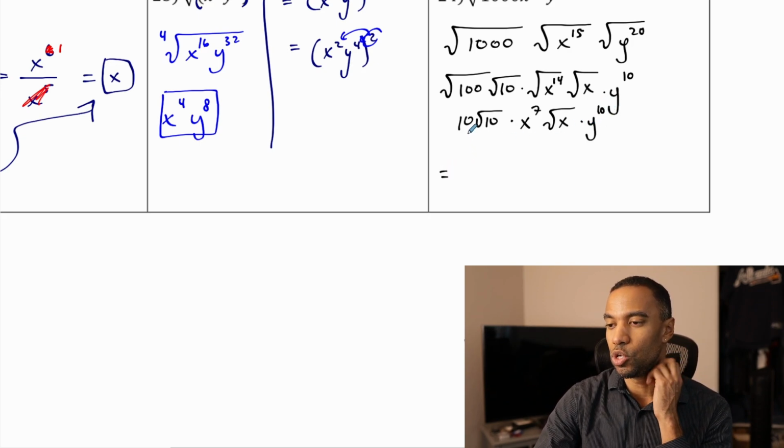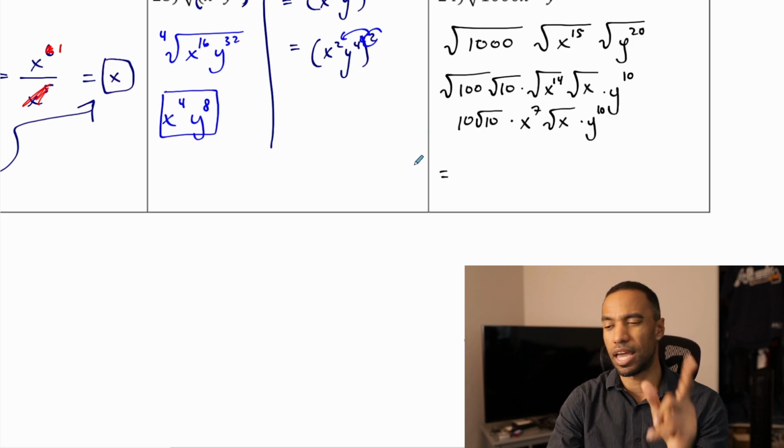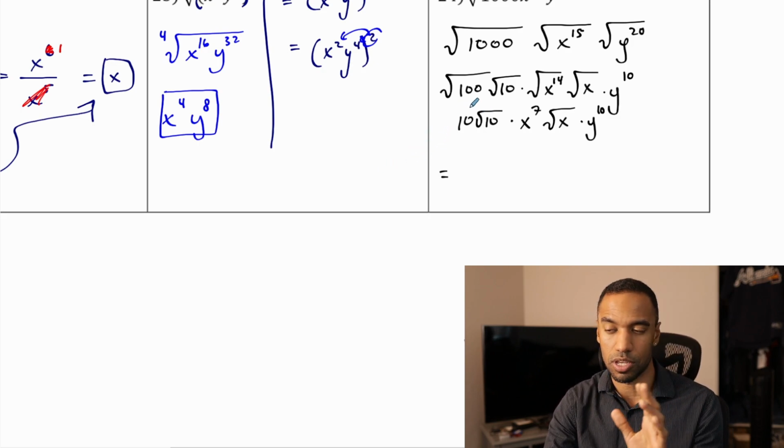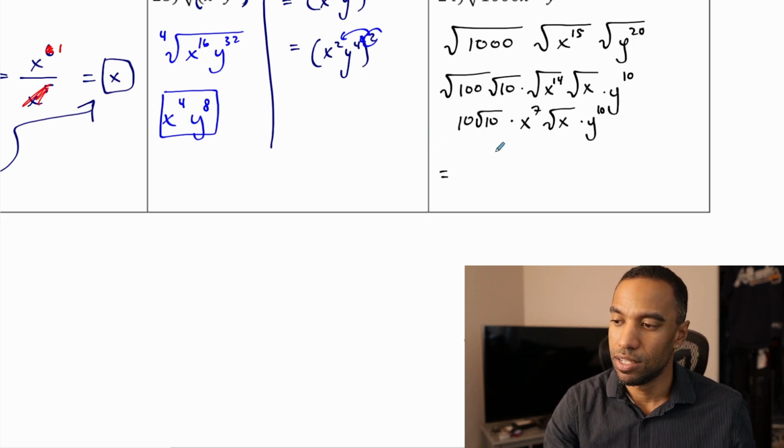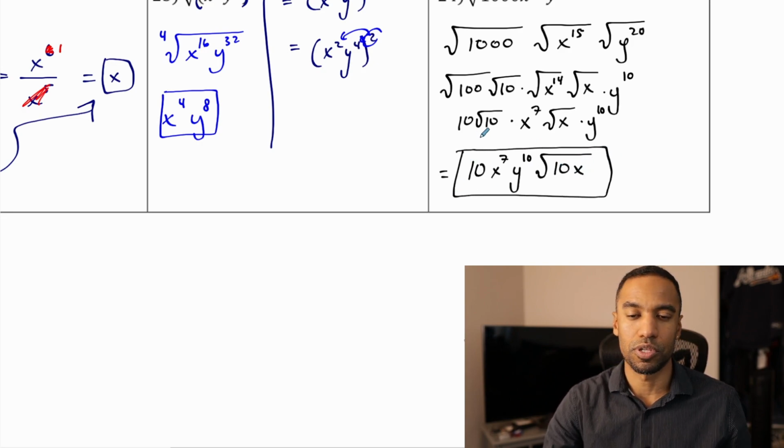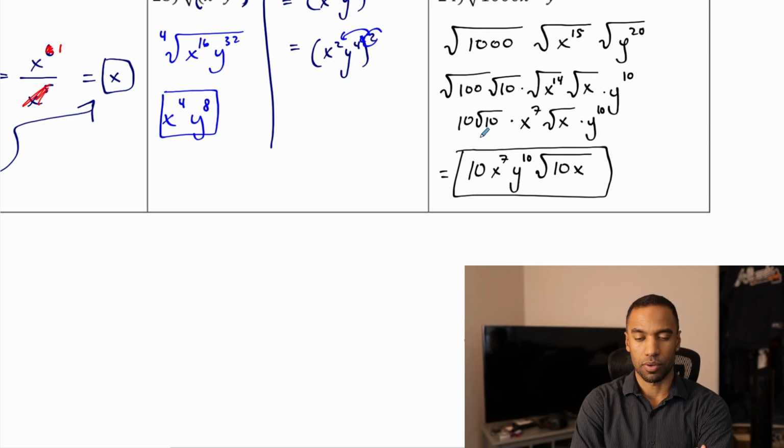So ultimately, what you want to do, another simplification property, is combine into just one radical, especially if they are the same root. So I have 10 x to the 7th times y to the 10th times the square root of 10x. Little more confusing looking in the final answer, but that's kind of what's going on there.